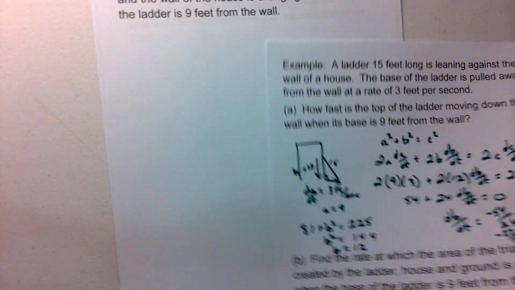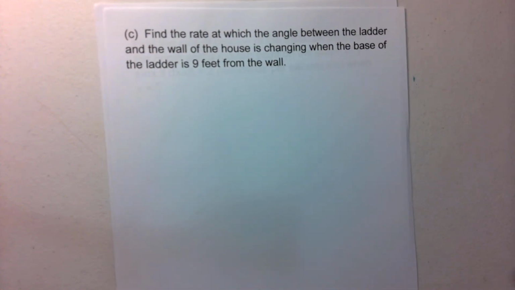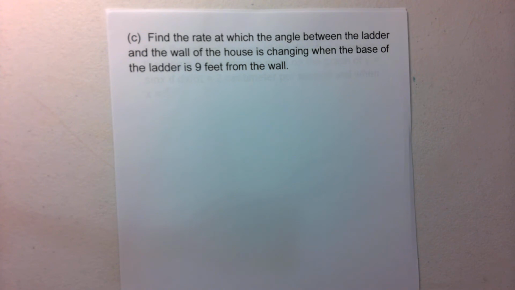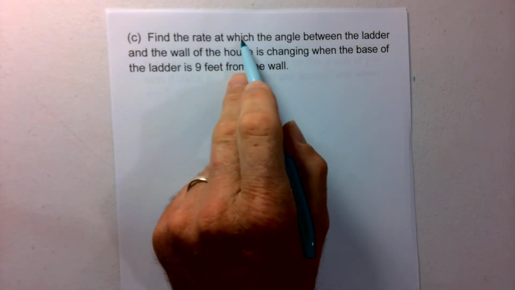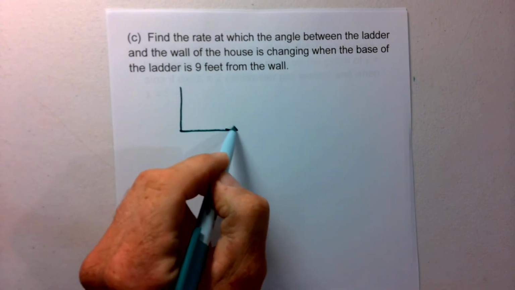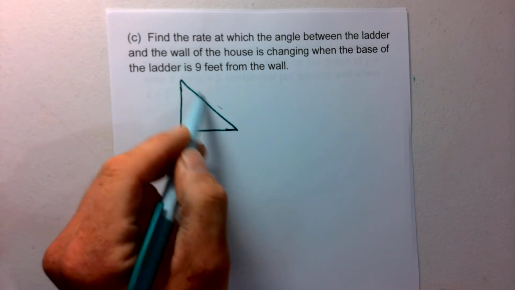The next part of this problem, oh yes, we're not done. We're continuing, part C, so this would be a great extended response problem, because it gives 3 different parts, and we have different things within that. So we're going to find the rate at which the angle between the ladder, here's our ladder, and the wall.